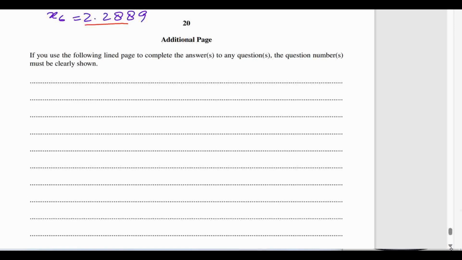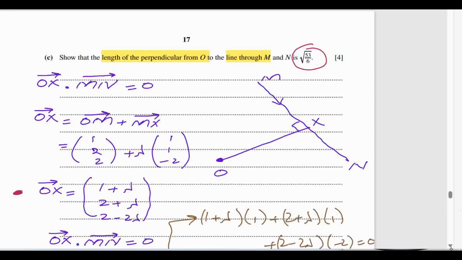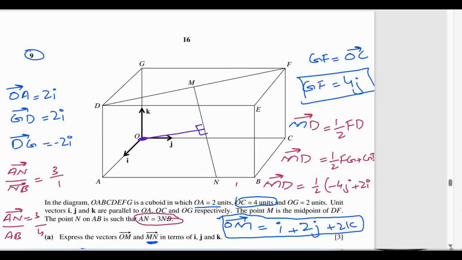So today we have discussed these 2 questions. Question number 9 was related to vectors.